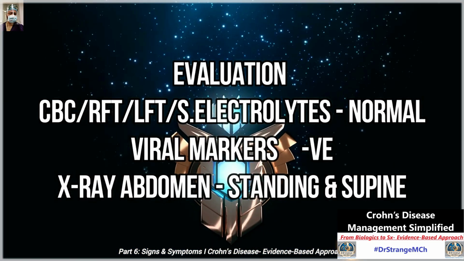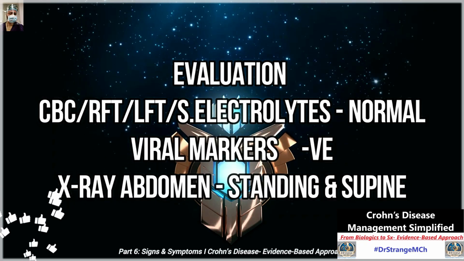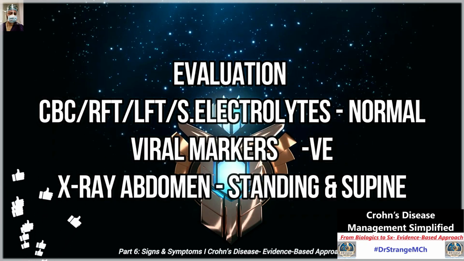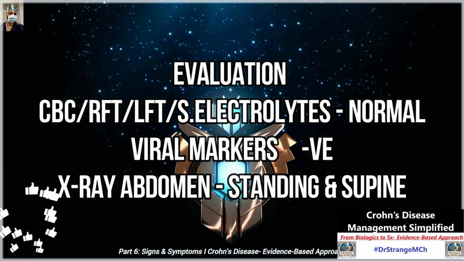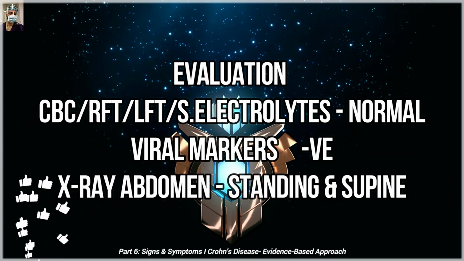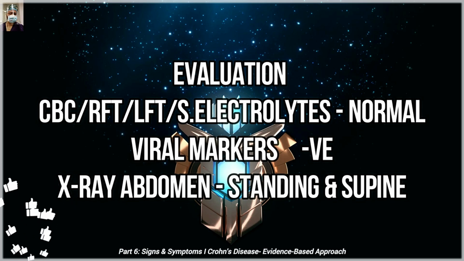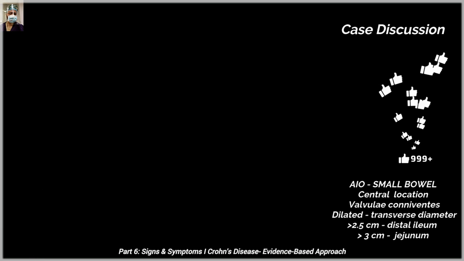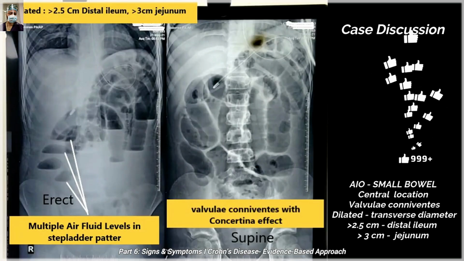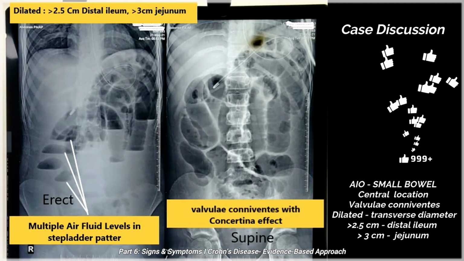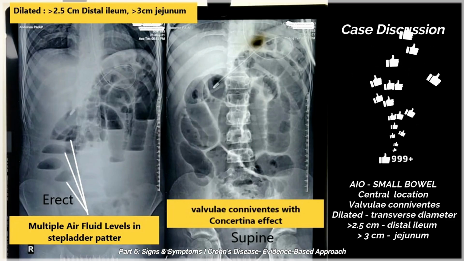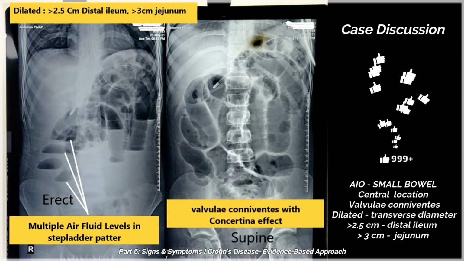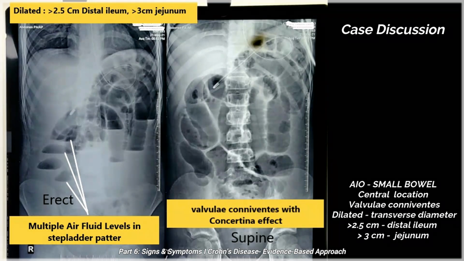On evaluation of this patient, his routine workup, including complete blood count, RFT, LFT, and electrolytes, was normal, the biomarker was negative, and we asked for an X-ray abdomen, standing, and supine. So, for medical students and trainees, in any case of acute intestinal obstruction, X-ray abdomen standing and supine are the basic investigations that we have to get in every patient. The X-ray abdomen erect is for air-fluid levels, and supine is to characterize the bowel loops.